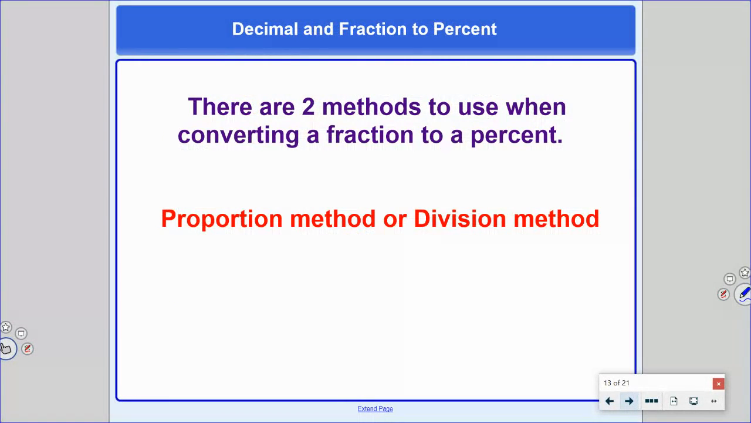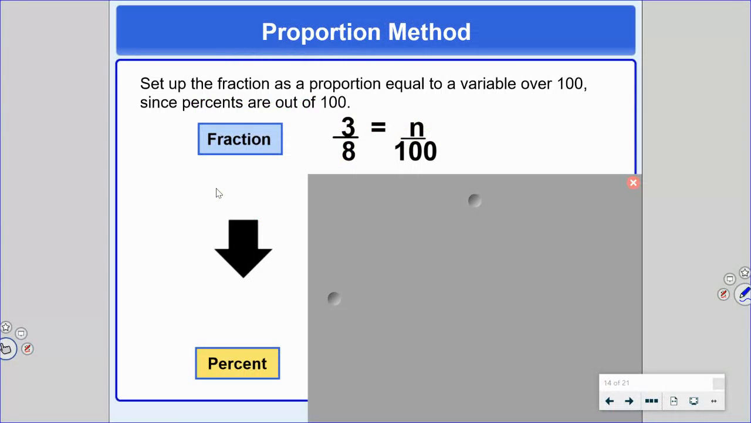Now, what if we have a fraction and we want to change it to a percent and it doesn't turn out very nice? Well, there's two ways to do it. Method number one is proportion. Method number two is division. I'll do my best to show you both ways.